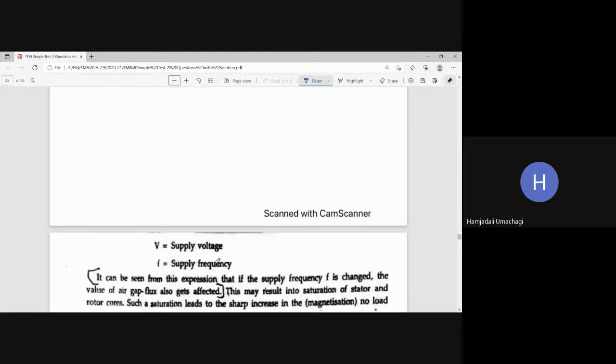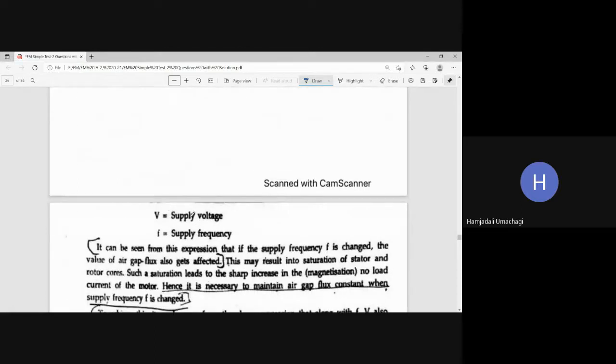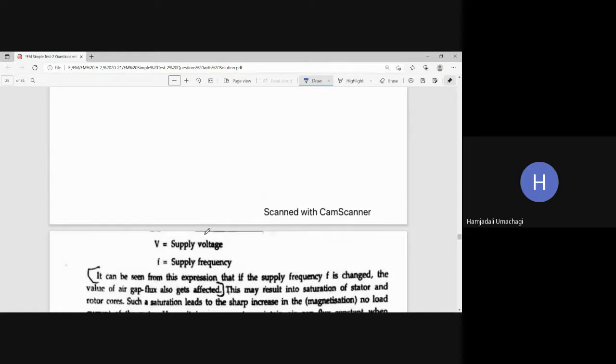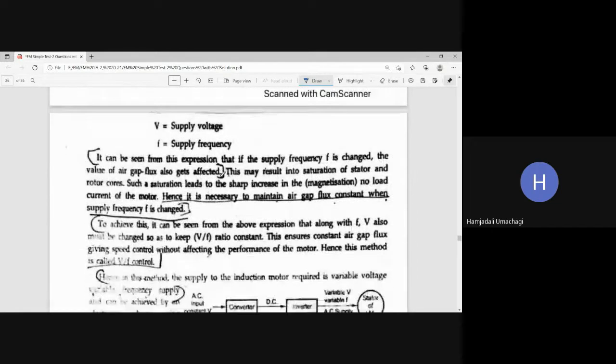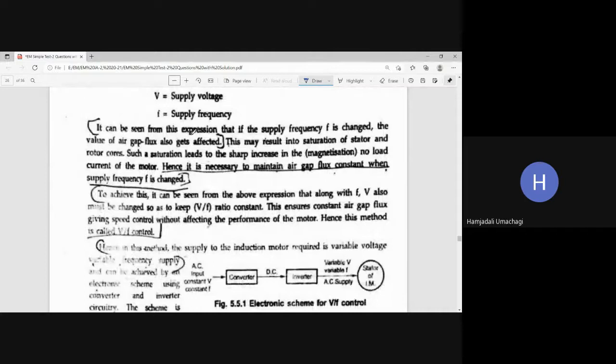Now you can see that V is the supply voltage and F is the supply frequency in hertz. It can be seen from this expression that if the supply frequency f is changed, the value of the air gap flux also gets affected.